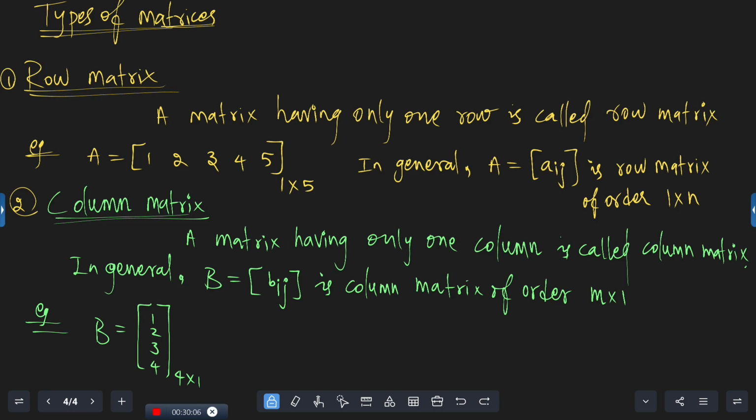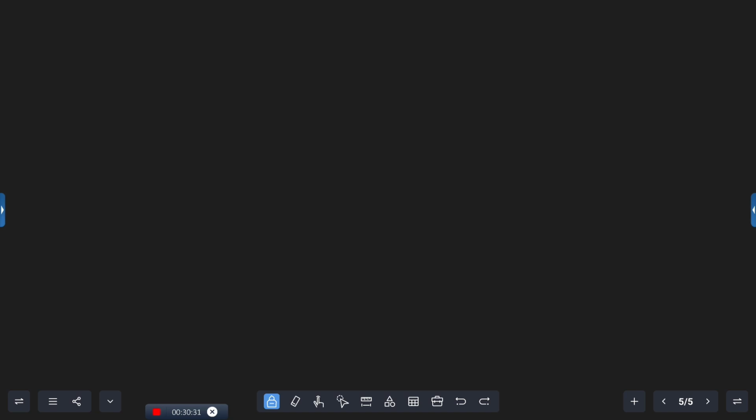Okay, next is the square matrix. I'm moving on. Third one, square matrix. Square matrix is very simple.